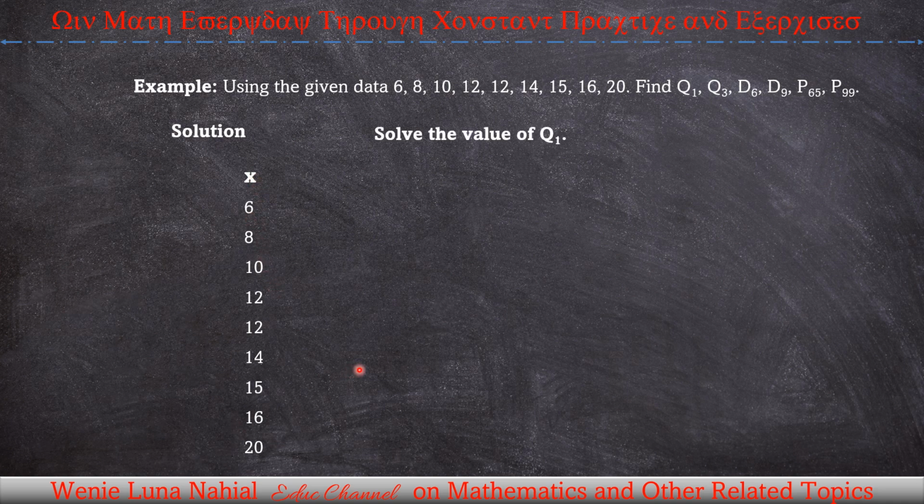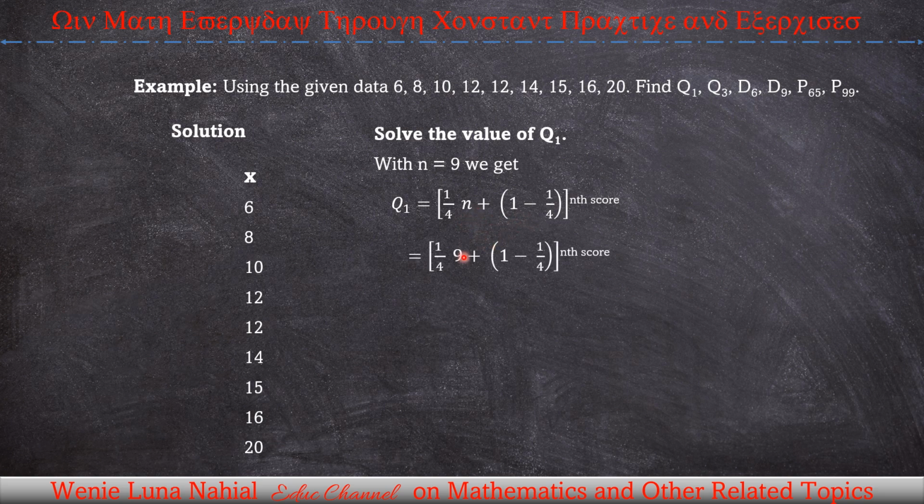Then for Q sub 1, we have to count the number of observations. We have N equals 9. So our K in the original formula is replaced by 1. So here, we have to replace N by 9. So 1/4 times 9. Then 1 minus 1/4. Then this is 9 over 4 plus 3/4. 1 minus 1/4, you can write this one as 4 over 4. Then you copy the common denominator. Then subtract the numerator. 4 minus 1, that is 3.